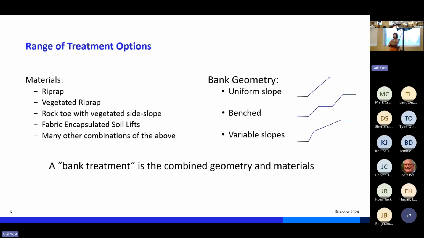This is a little bit like semantics, so I'm not going to spend so much time on it. What I call bank treatments would be a combination of materials on the surface, such as vegetation, fabrics, or wood, whatever it may be, combined with the bank geometry. So I would call that a bank treatment: a combination of materials and geometry. You could have uniform slopes, benches, a little floodplain bench, or what's called variable slope. Maybe you want a steeper slope at the bottom before it tapers off into more floodplain. So when I say bank treatments, I'm talking about a combination of these.